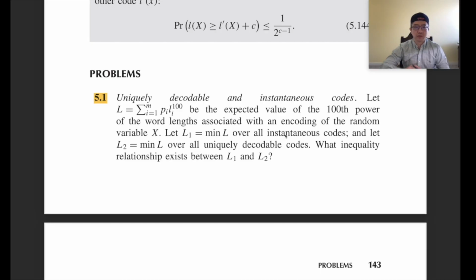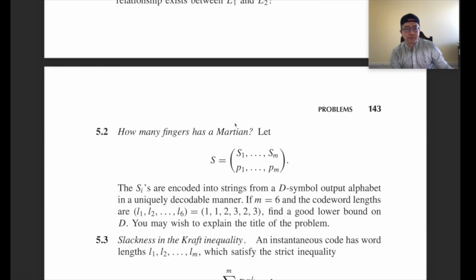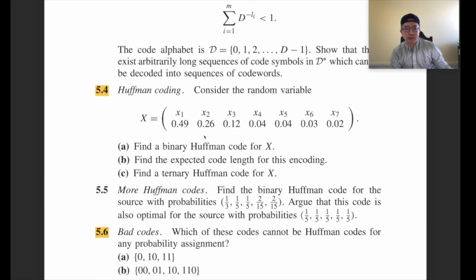All right, so this is 5.1. Now let's see 5.4. This is to exercise the Huffman code. The first part is to find the binary Huffman code for X, and then find the expected code length for this encoding, and then we need to find the ternary Huffman code. Okay, so let's try to do that.